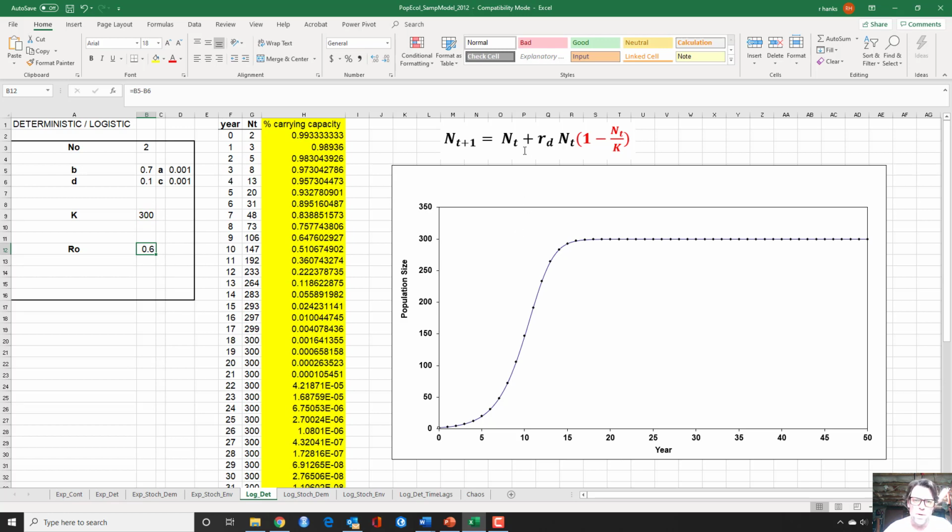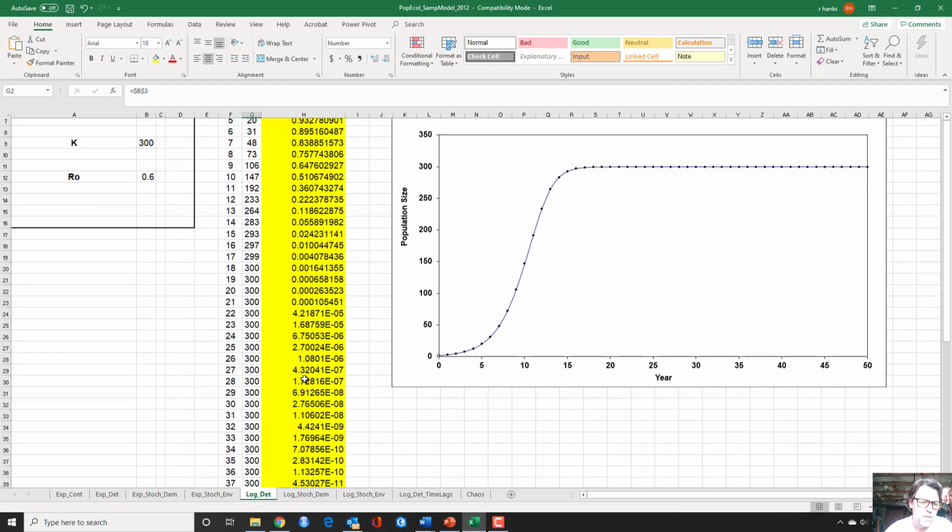Now, I want to point out that in the equation, the 1 minus n sub t over k is looking at what percentage of the carrying capacity has been used or is available. So, for example, when there are 2 individuals, we have used up less than 1% of the total carrying capacity, okay? And so then when we get to 3, there's about 1% of the total carrying capacity. And that obviously changes as you go along and add individuals, right?